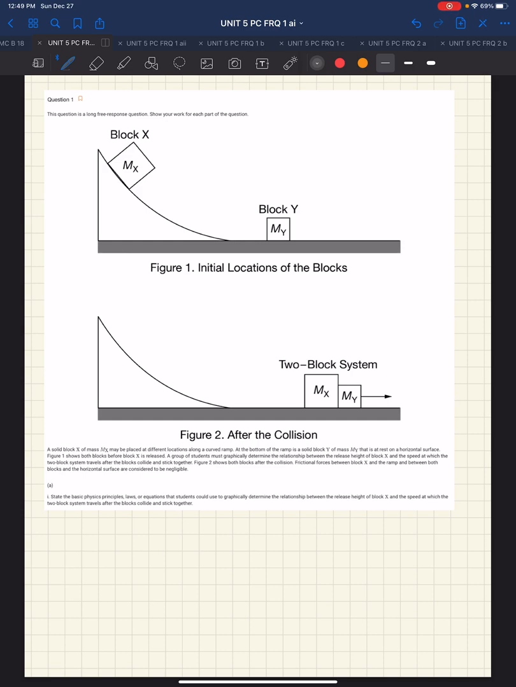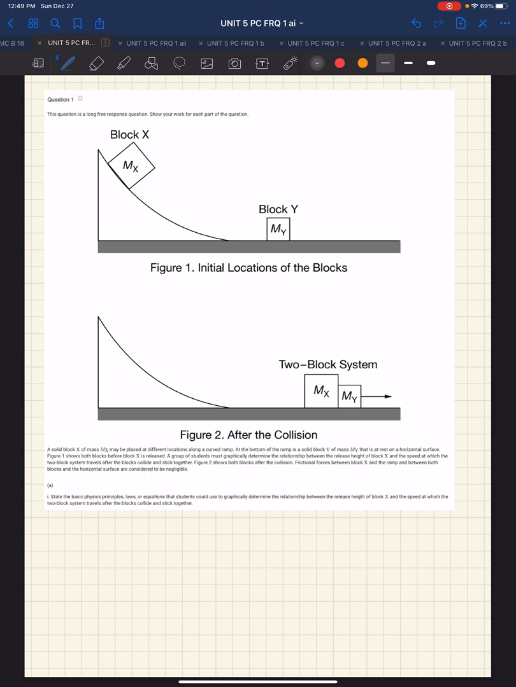So in this question here, we see a block X and a block Y. The X is up on an inclined plane, a curved inclined plane, and it looks like it would be released and come down and hit block Y, and it looks like the two would move off in that particular direction.